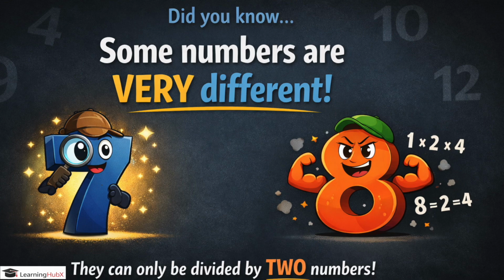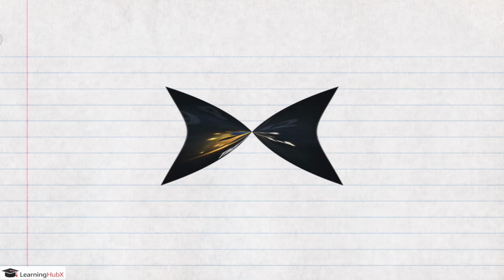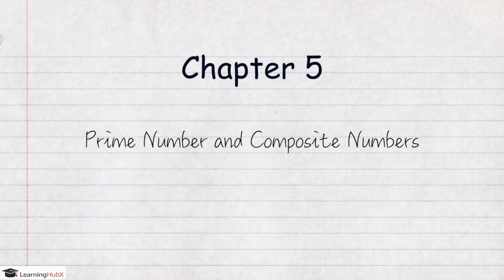Did you know that some numbers are very special? They can only be divided by two numbers in the entire world. And other numbers? They have many divisors. Today we're going to learn the difference between prime numbers and composite numbers in the simplest way possible.